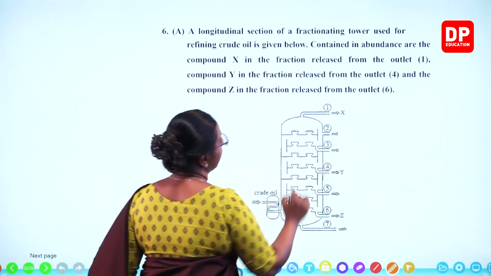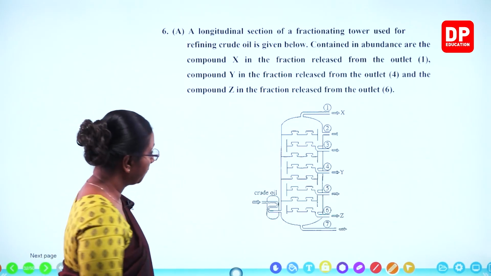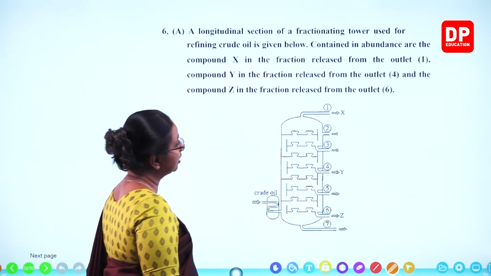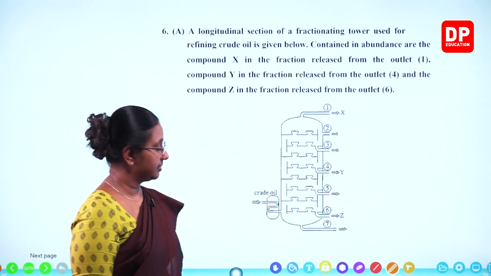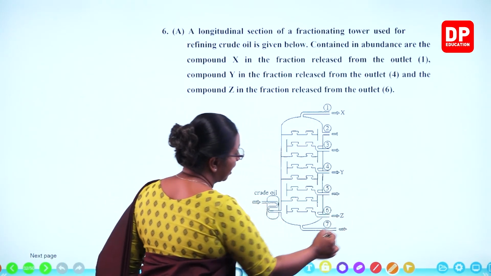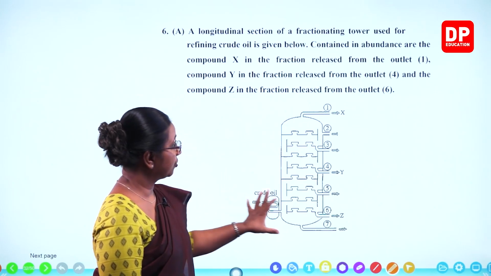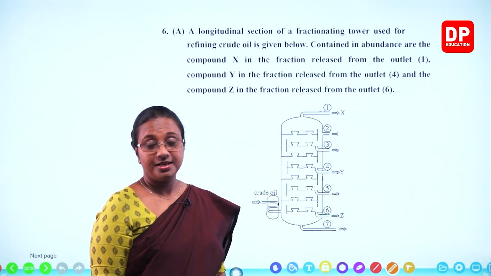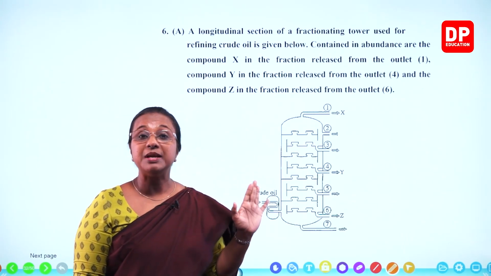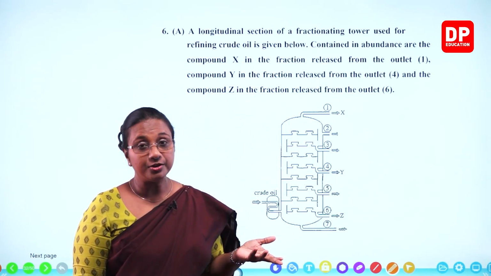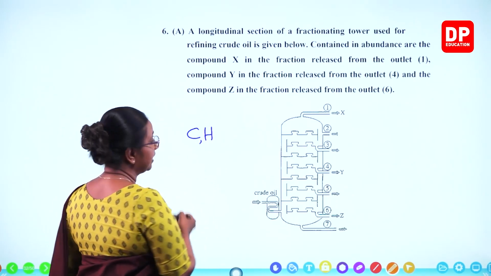So compound X in outlet 1. Compound Y in the fraction released from the outlet 4. So compound Y is from outlet 4 and the compound Z in the fraction released from the outlet 6. So compound Z is from outlet 6. I'm sure you all can understand that. Based on this only we need to answer the questions. Is that clear, students? So you all know when we say petroleum crude oil, it is a mixture of hydrocarbons. You all know what hydrocarbons are. They are compounds made up of carbon and hydrogen only.